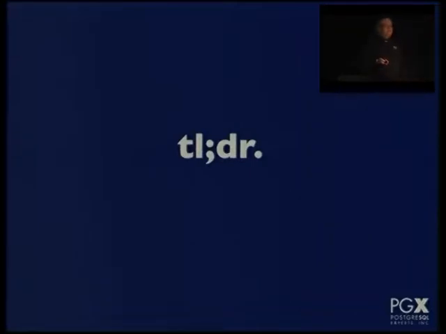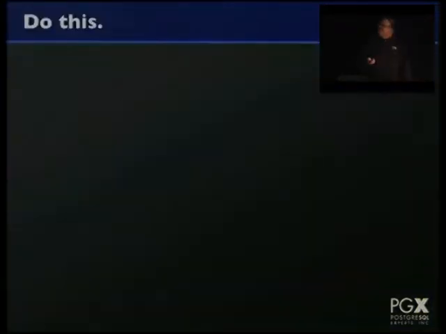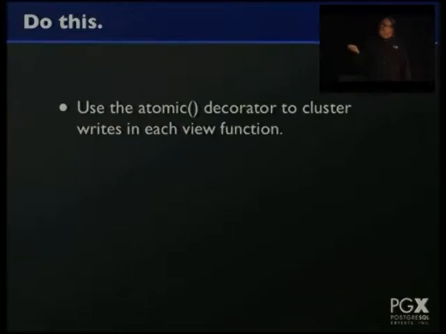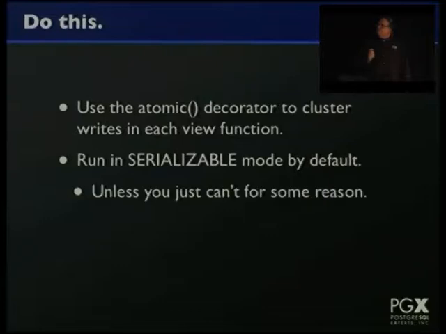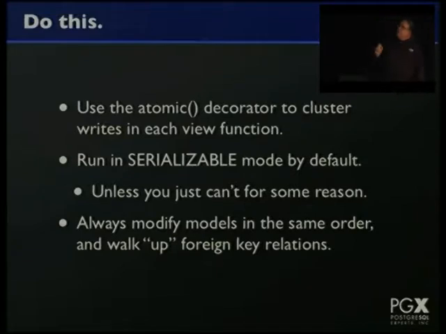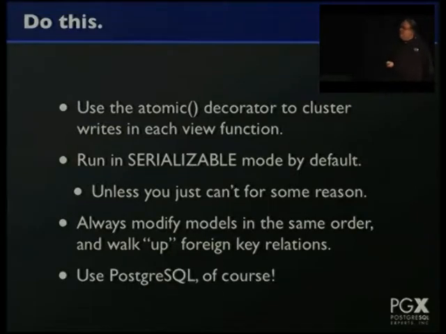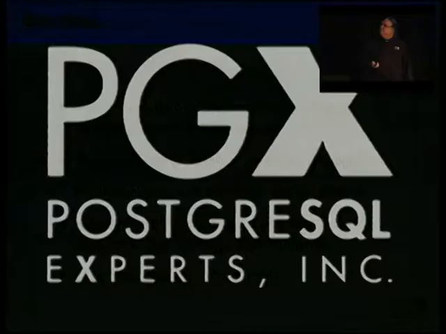So now that I've said all this, what have I said? Do this. Use the atomic decorator to cluster writes within each view function. Run in serializable mode by default, unless you just can't for some reason, but figure out why you can't, because I think that will be revealing. Always modify models in the same order and walk up inheritance hierarchies. And of course, use PostgreSQL.